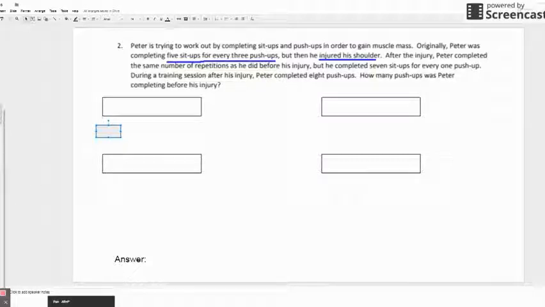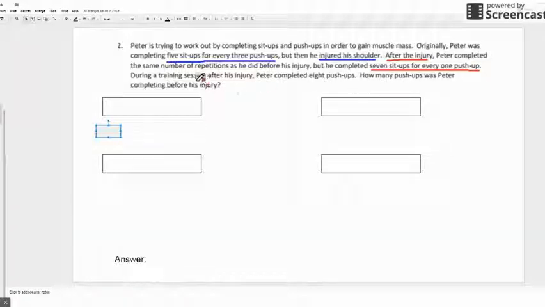Okay, so let's continue reading. After the injury, so here you go. Now, after, some things are going to change. Here we go. Peter completed the same number of repetitions as he did before his injury, but he completes 7 sit-ups for every 1 push-up. So here we go, our ratio now has changed.